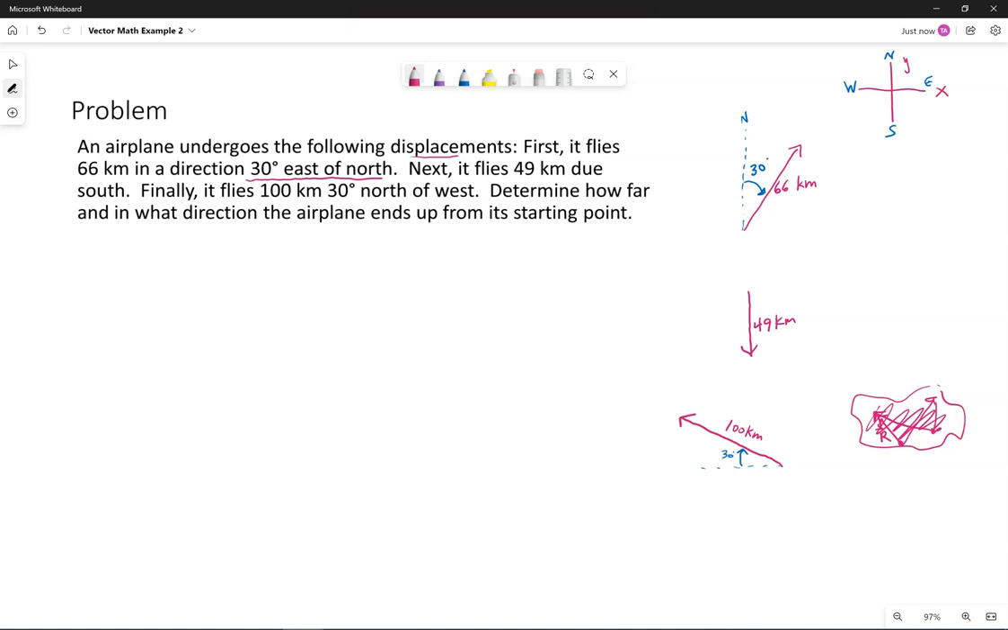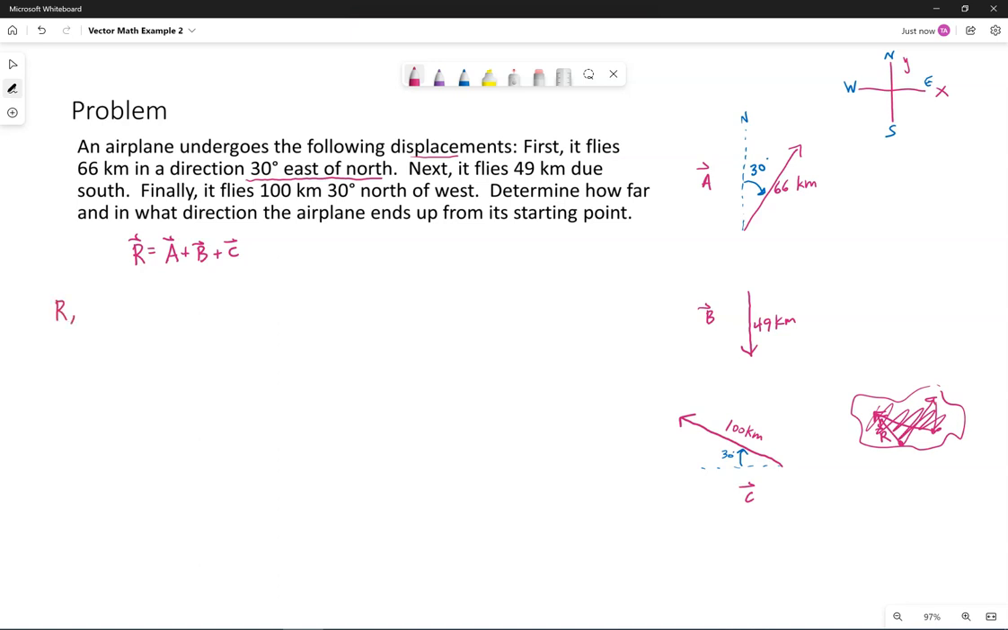What I do remember, though, if we were to call this vector A, this vector B, this vector C, if we're trying to find out overall how far the airplane ends up from its starting point and the direction, we're essentially saying what is the resultant vector, where do we end up, once we have accounted for these three legs of the trip, for leg A, B, and C.